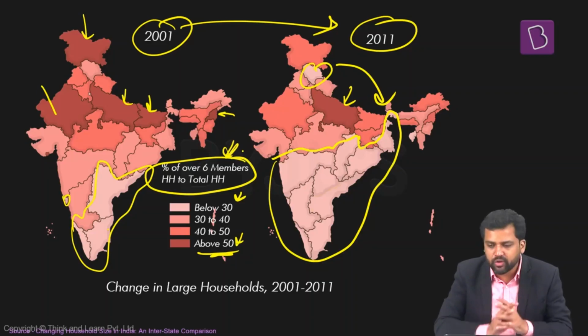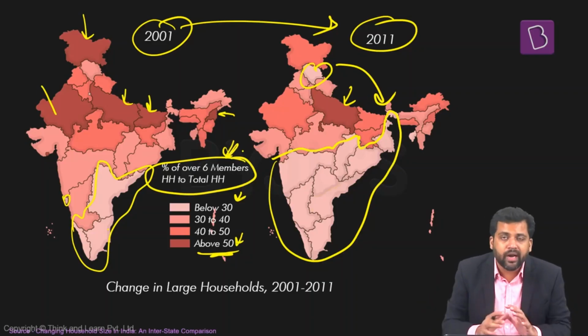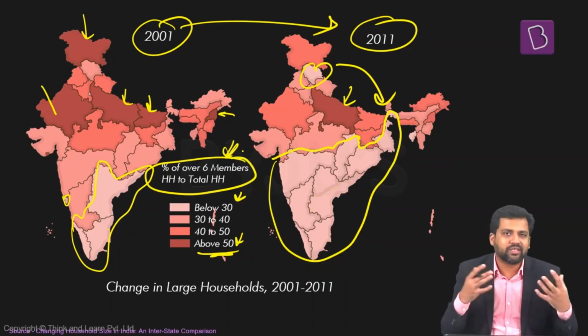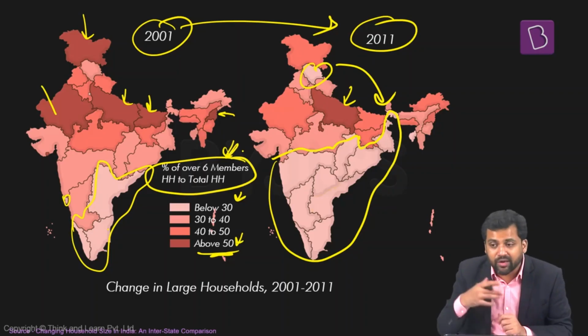Right? So this is something interesting, so I thought I should share it with you. And again, it gives you an idea that all states in India are not the same. All states are performing at different levels. Some states have smaller families, some states have larger families. And maybe it has something to do with the kind of society you have over there, the kind of socio-economic development that you have.